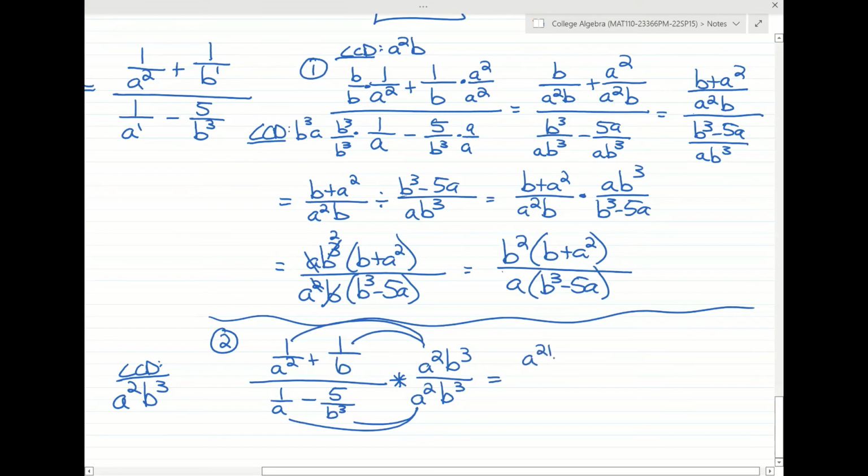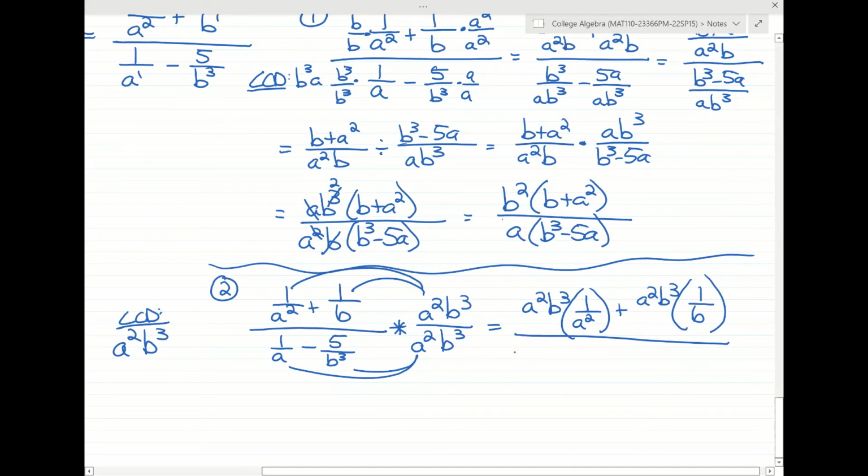Do a squared b to the third times 1 over a squared plus a squared b to the third times 1 over b, divided by a squared b to the third times 1 over a plus a squared b to the third times 5 over b to the third. And we'll look to cancel out our common factors.